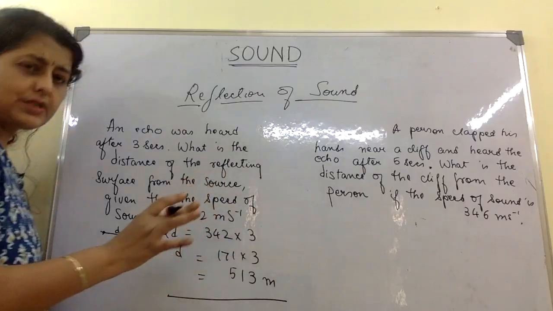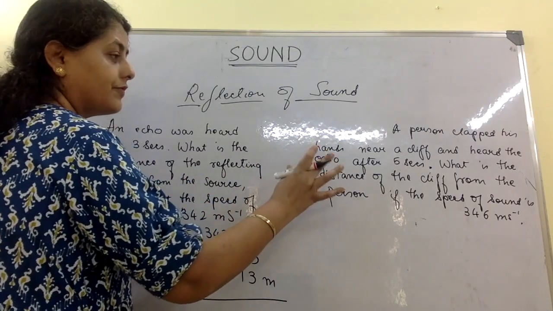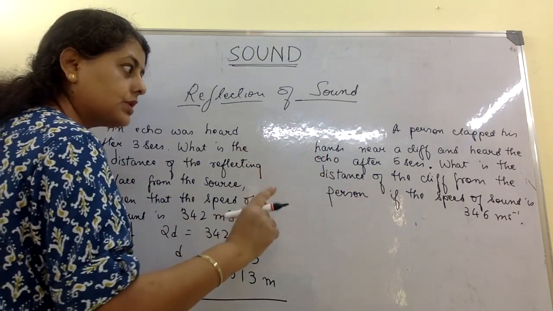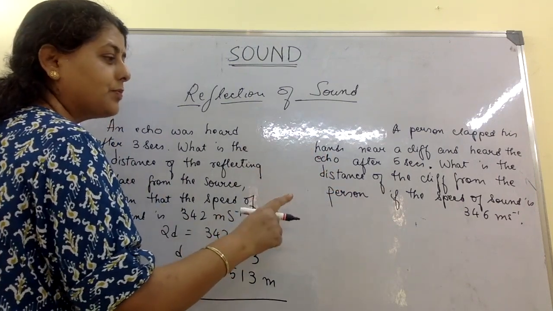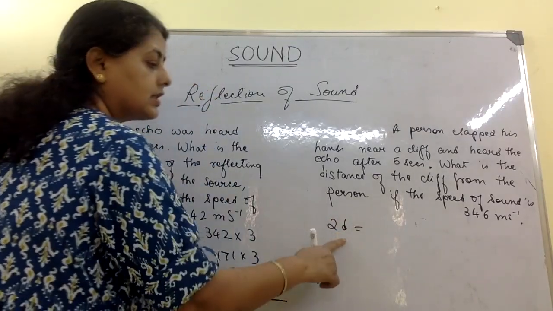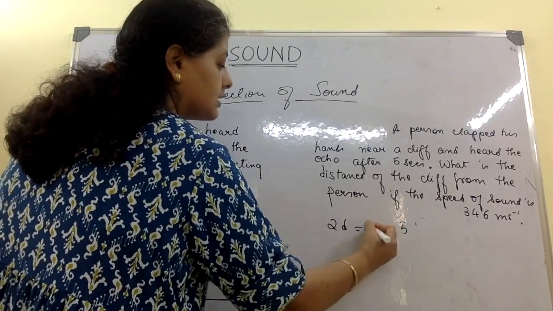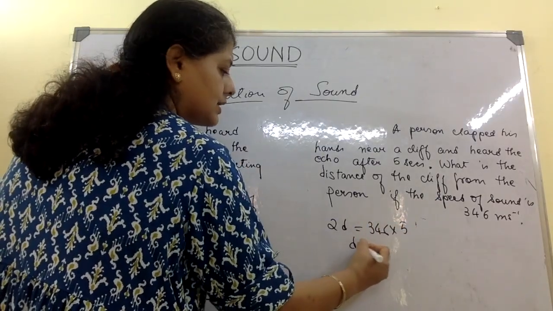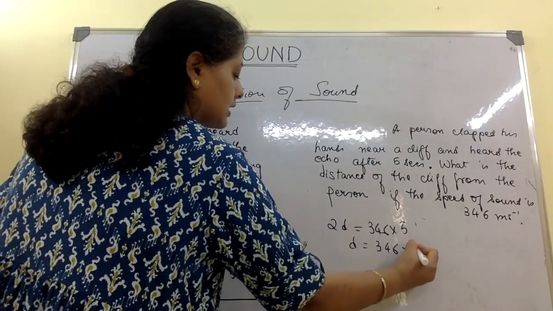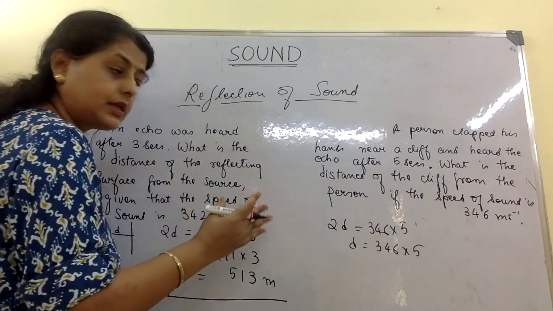Generally echo questions are simple. A person clapped his hands near a cliff and heard the echo after 5 seconds. So the person himself is the source. What is the distance of the cliff from the person? Again we'll take 2d as the distance, the time is 5 seconds and the speed is 346. So quite similar questions. Only remember to take 2d only when the source himself is hearing the echo.